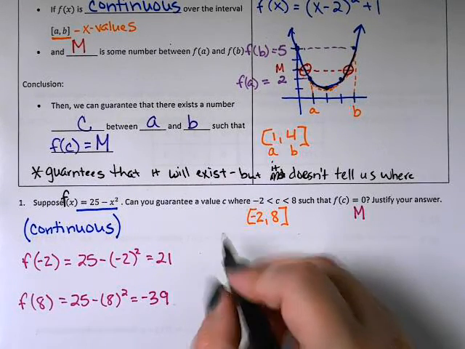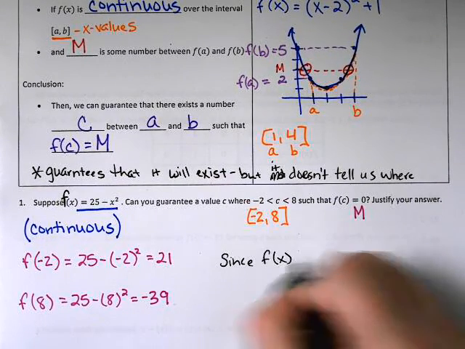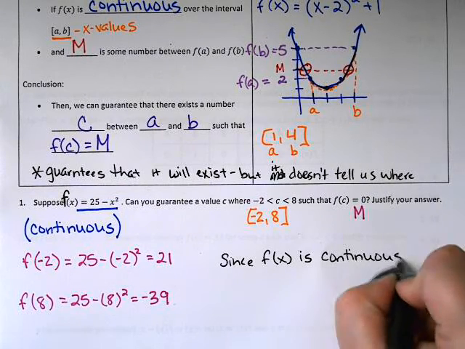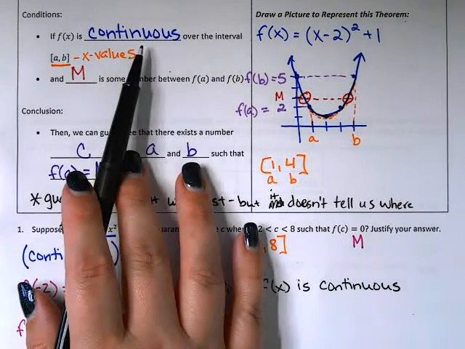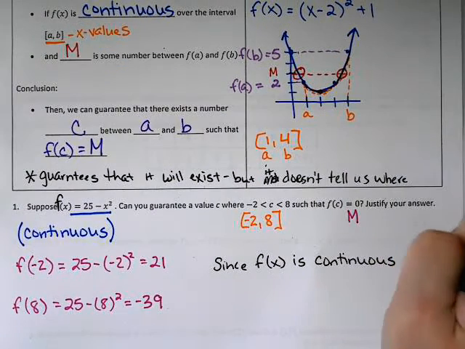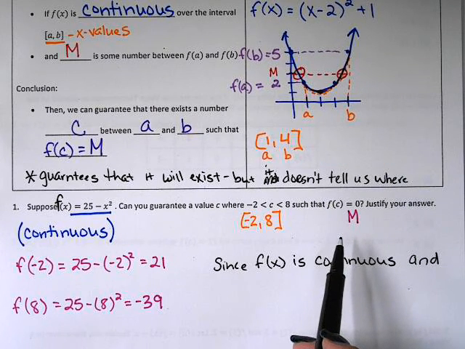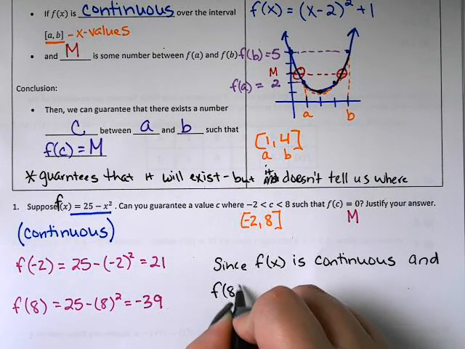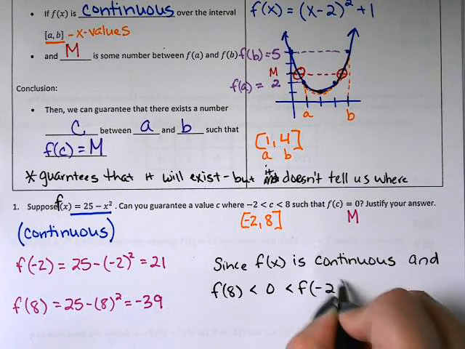We always have to start with our conditions. So since f of x is continuous, because that's our first condition, right? Look back up at the top. F of x is continuous on our interval. So since f of x is continuous and 0 is between f of 8 and f of negative 2, sorry. So f of 8 is less than 0, which is less than f of negative 2.